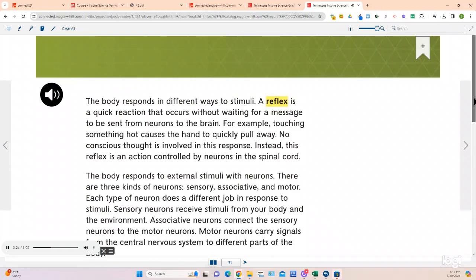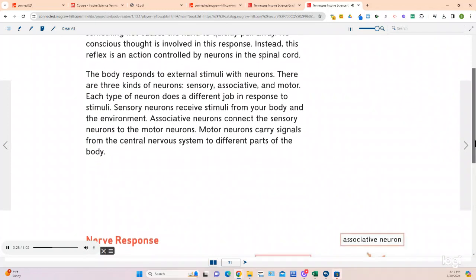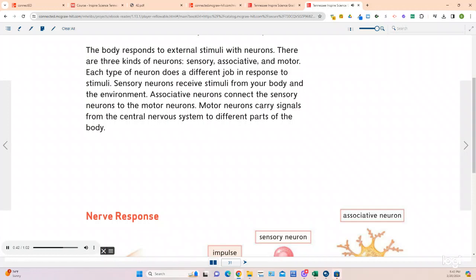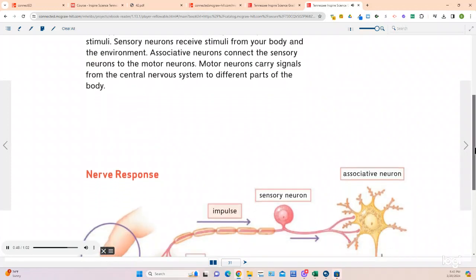The body responds to external stimuli with neurons. There are three kinds of neurons: sensory, associative, and motor. Each type of neuron does a different job in response to stimuli. Sensory neurons receive stimuli from your body and the environment. Associative neurons connect the sensory neurons to the motor neurons. Motor neurons carry signals from the central nervous system to different parts of the body.